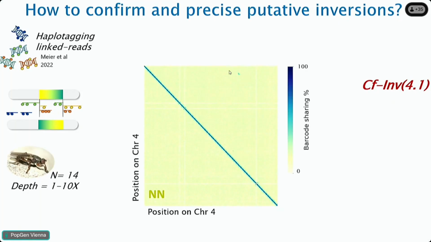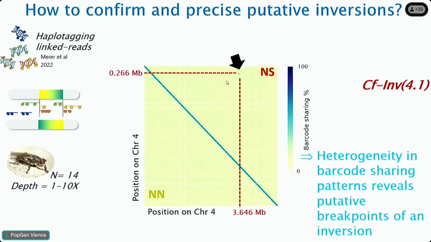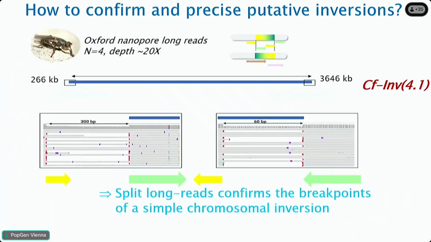But here you see another contact, and this is in the heterozygote. You see that heterogeneous contact that represents the breakpoint of the inversion. It's even nicer with the long reads. What Fantine found is that we have split reads arriving at one breakpoint that get split, and the other half map at the other breakpoint. And we have split long reads that support the two breakpoints of the inversion.